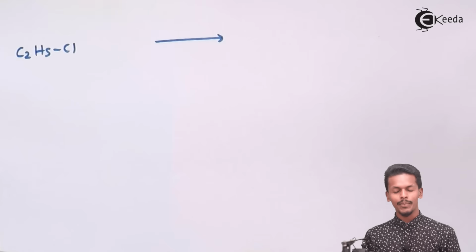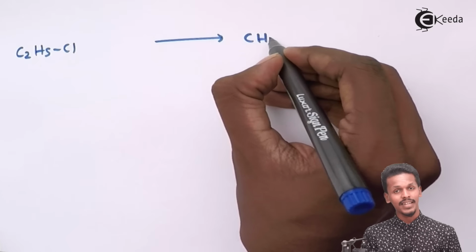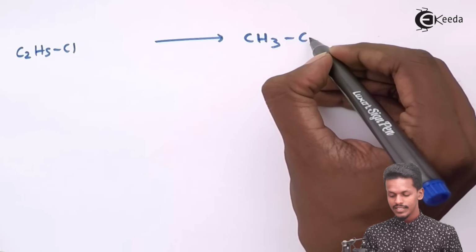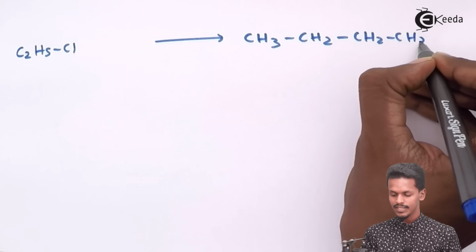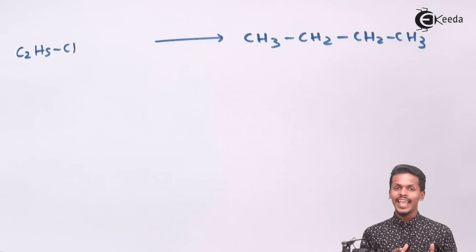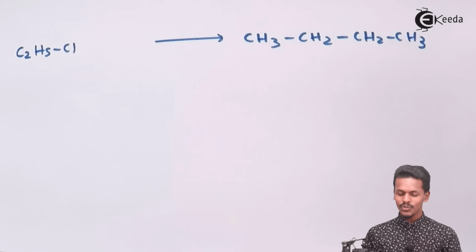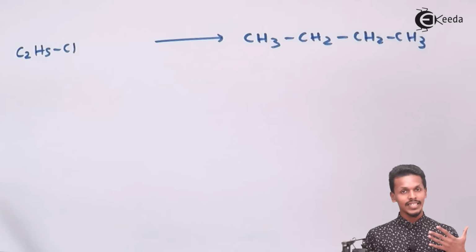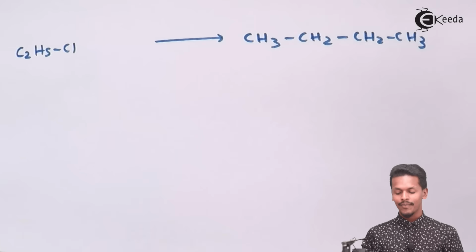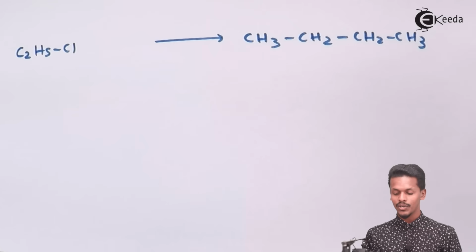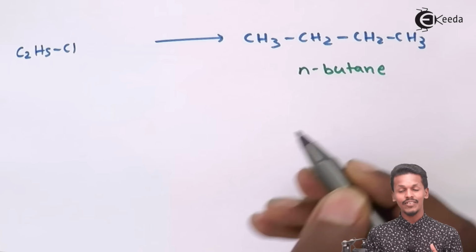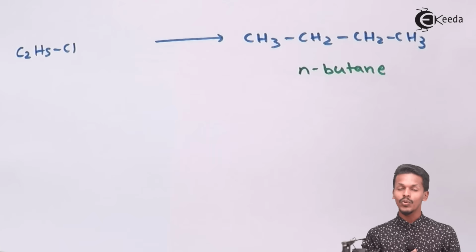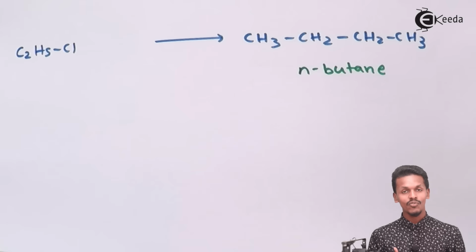So n-butane can be represented in this manner, that is CH3, CH2, CH2, CH3. As you could see, this is butane. But you will also observe that the total number of carbons on the reactant side, in the ethyl chloride, is 2, while in n-butane, the product that has been provided to us, the thing that we have to do is estimate which reaction would be involved.